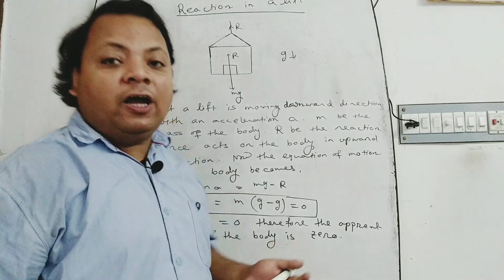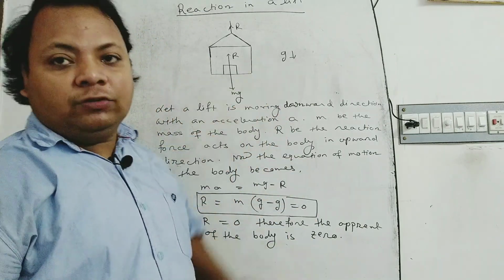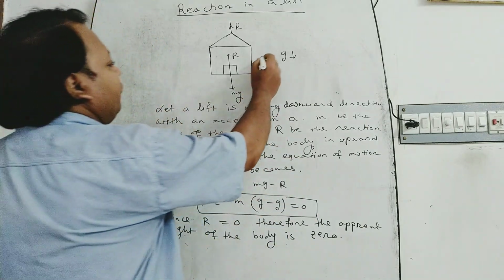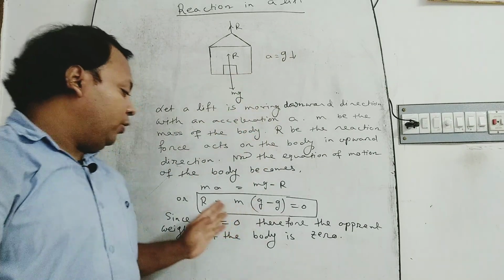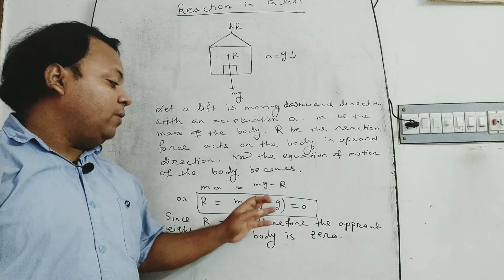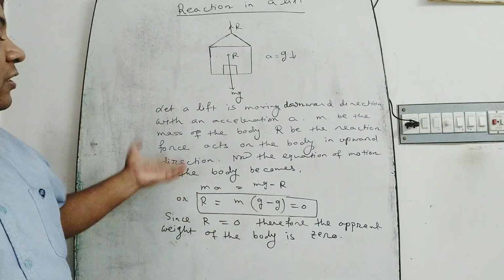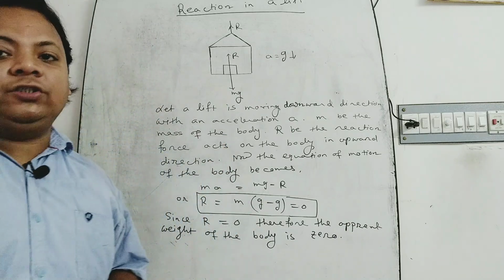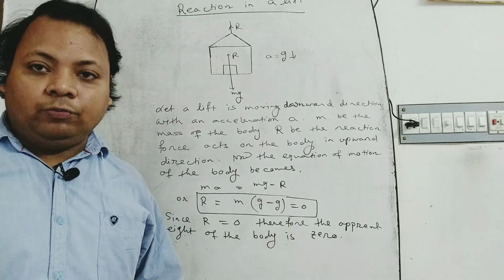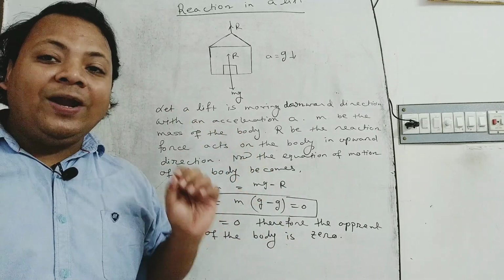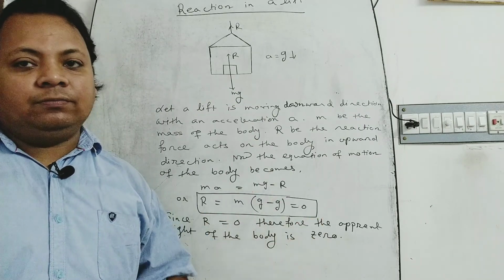When the lift is falling freely, then a = g, that is, the acceleration of the lift becomes g. That's why the reaction force on the body is R = m(g - g) = 0. Since the reaction force on the body becomes 0, the apparent weight of the body becomes 0. This is known as the weightlessness condition.